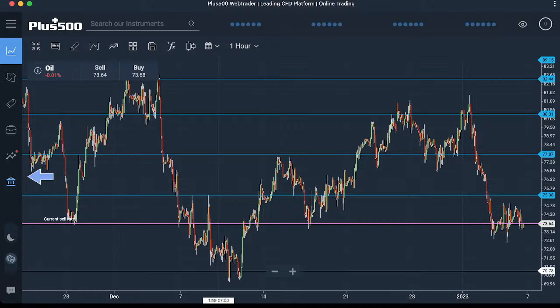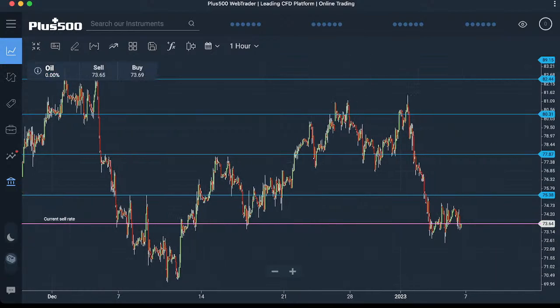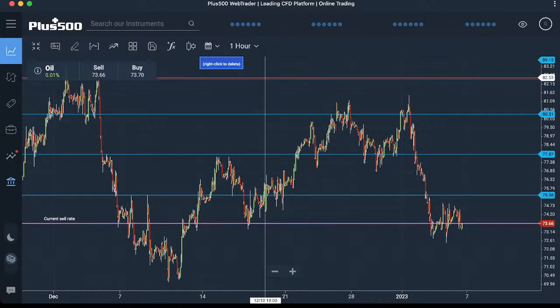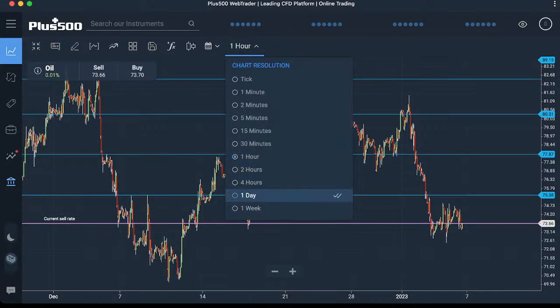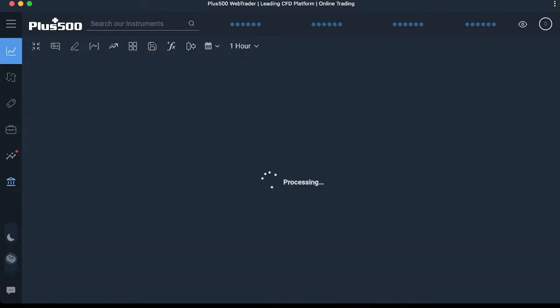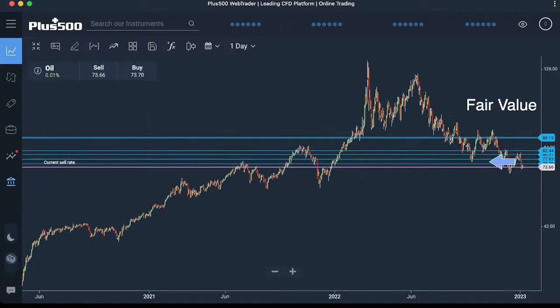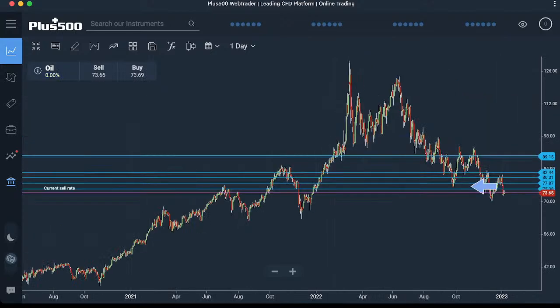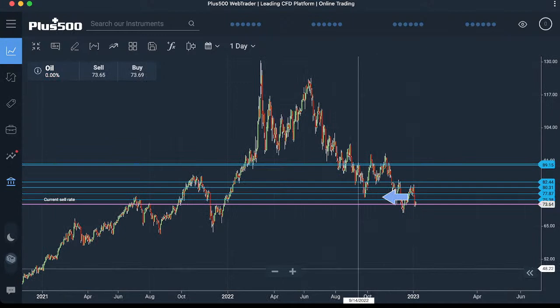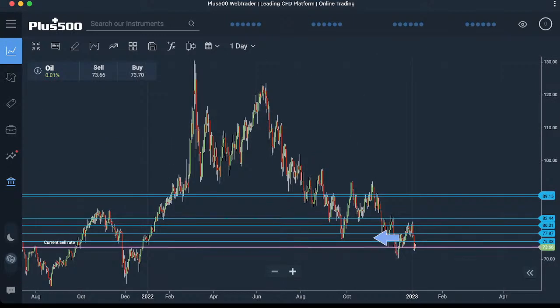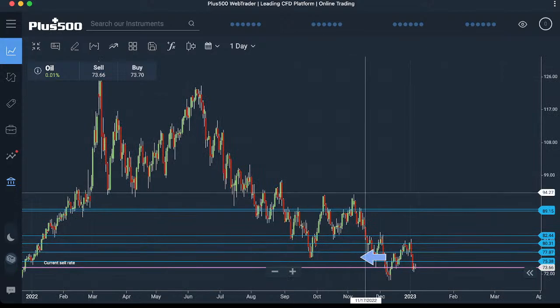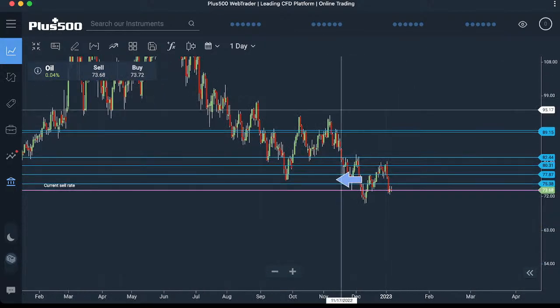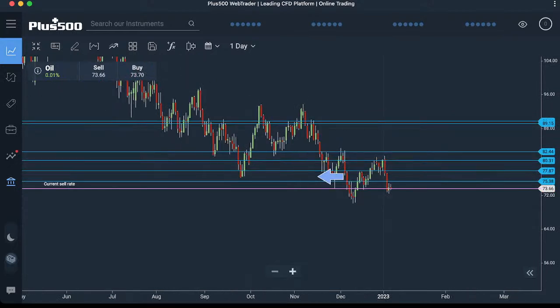So this is the crude oil market, and let me go to the daily chart first. As you can see on the daily chart, let me zoom in a little bit. You can see the horizontal lines, the blue ones on the chart, are all daily levels.